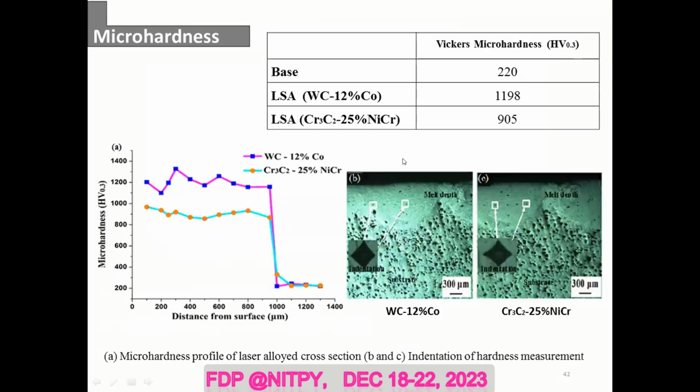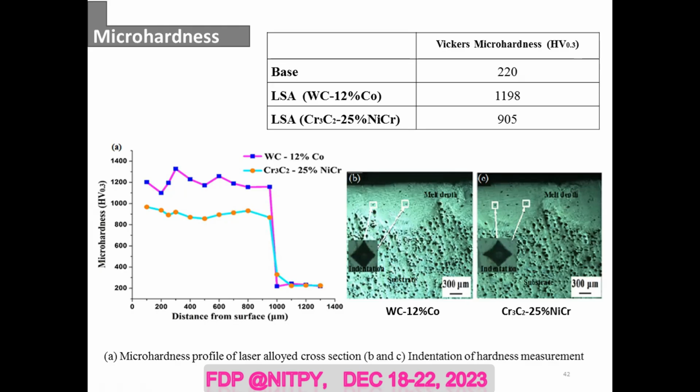And also you can see the micro hardness of the specimens. When you compare with these base metals, the base metal shows around 220 micro hardness when we apply 300 grams of load. But when you come to the laser surface alloying, the tungsten carbide with 12% cobalt mixed laser alloyed specimen shows around 1200. We can see how much difference. It is almost four to five times or higher when we do the laser surface alloying process with this alloy.